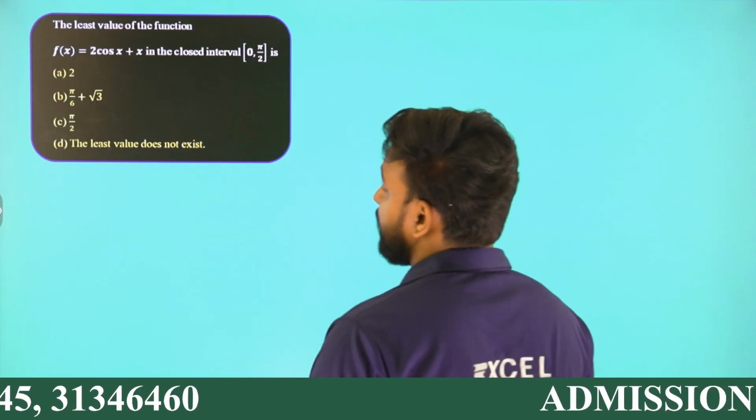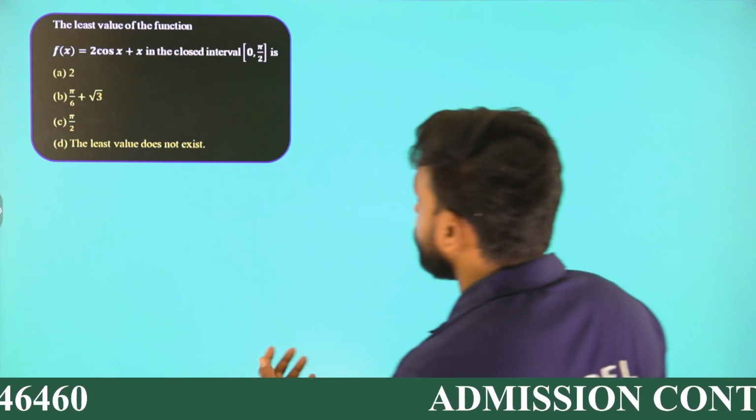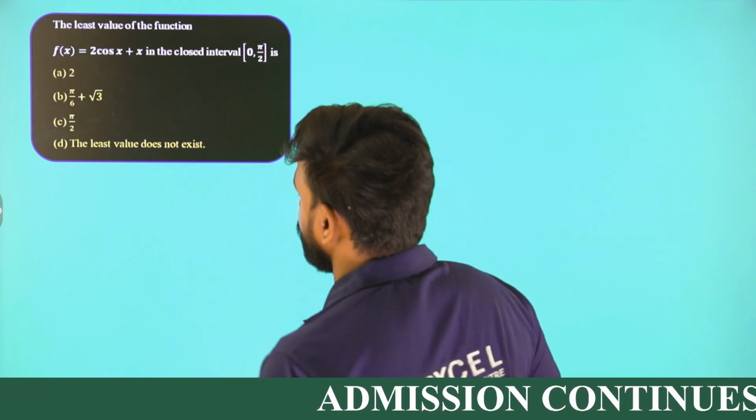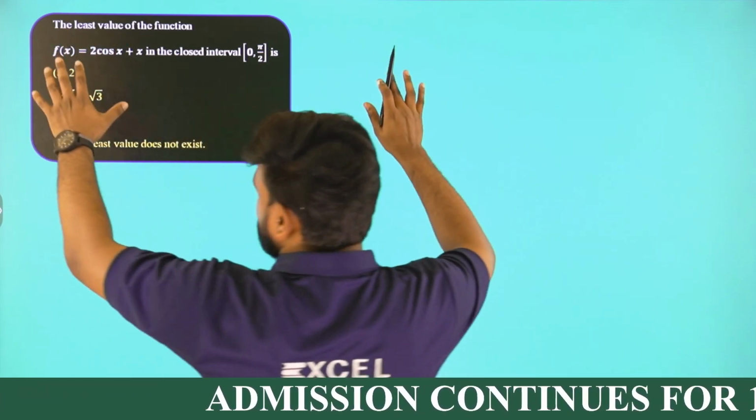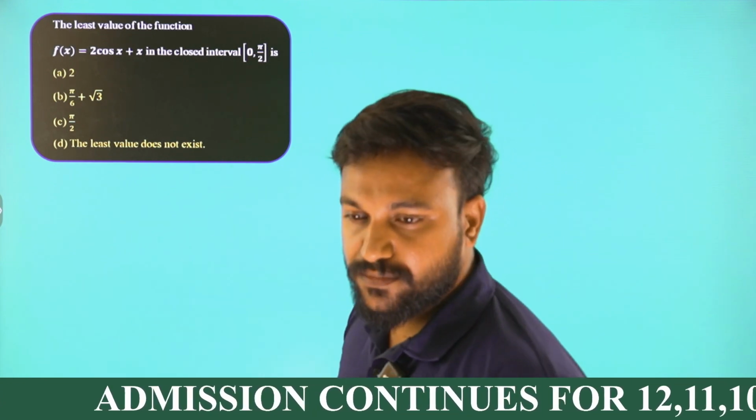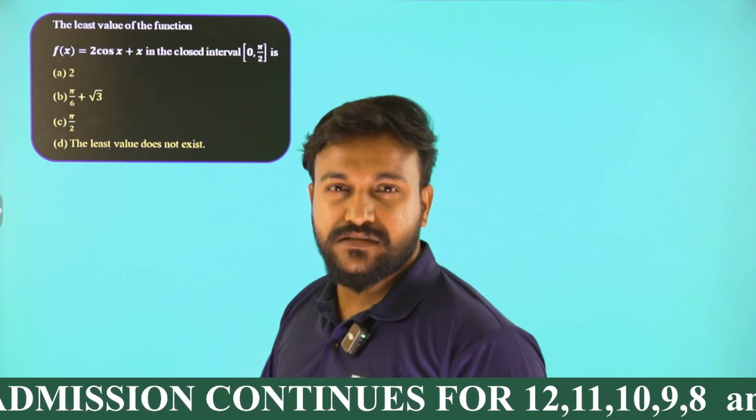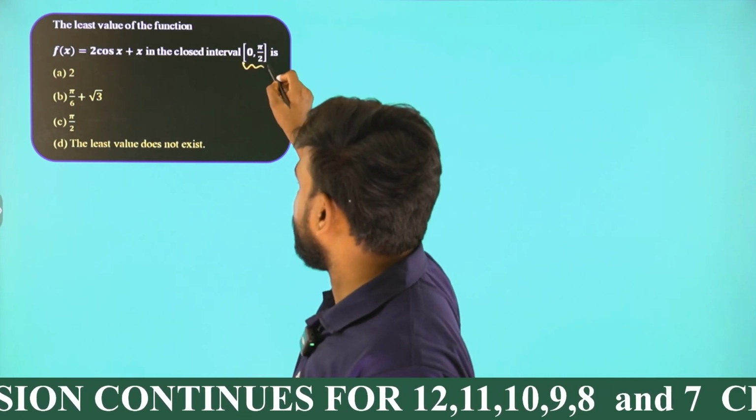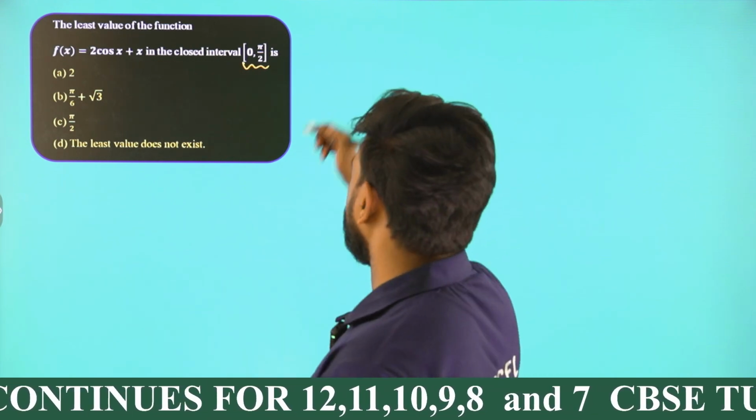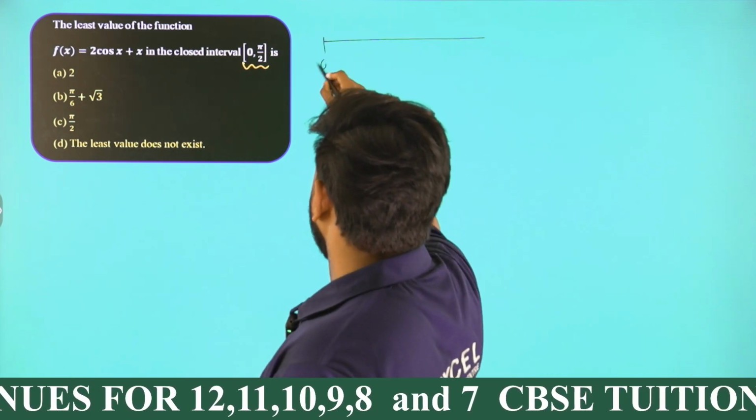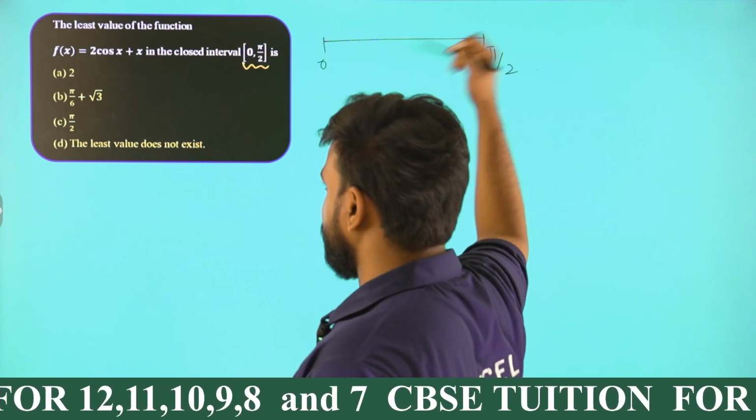So, the least value of the function. They gave you the interval also. They didn't mention anything about absolute or lowest, but if they give you this interval's endpoints, you have to consider those also. That means they are asking for absolute maxima and absolute minima.